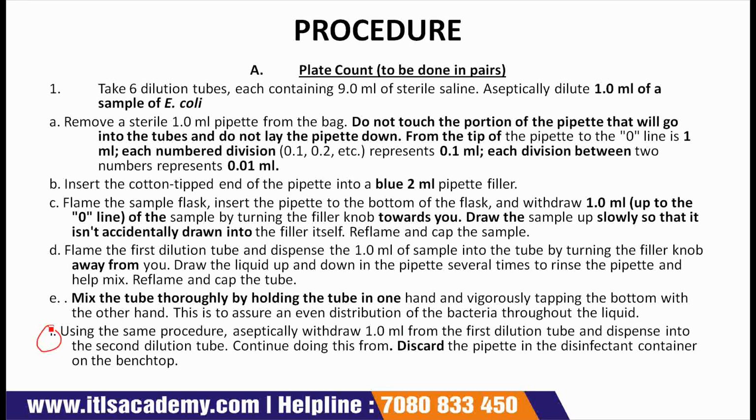Next point, using the same procedure, aseptically withdraw 1 ml from the first dilution tube and dispense into the second dilution tube. Continue doing this, and discard the pipette in the disinfectant container on the bench top.